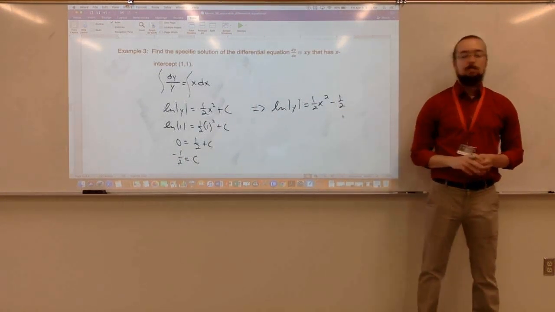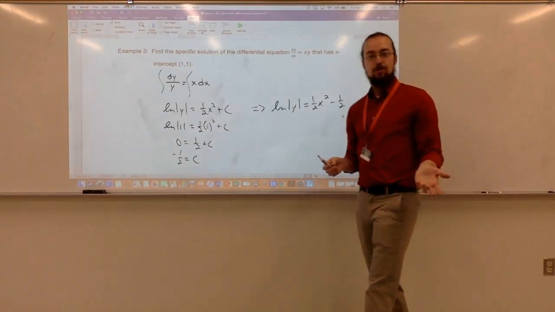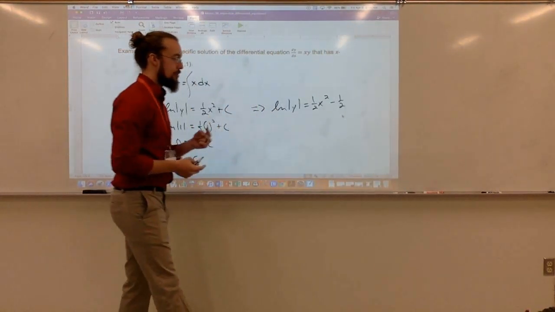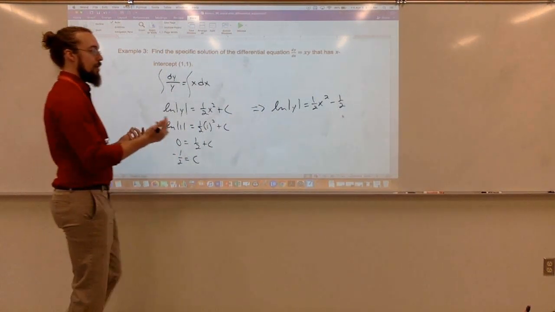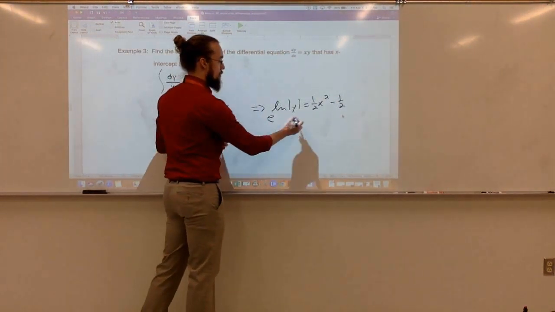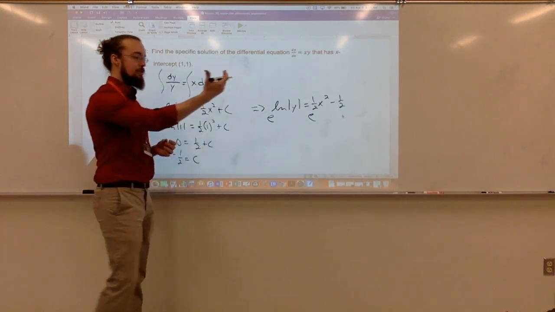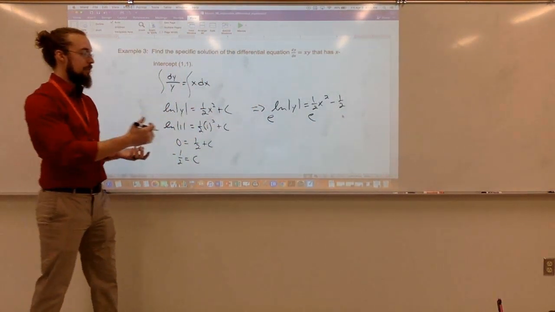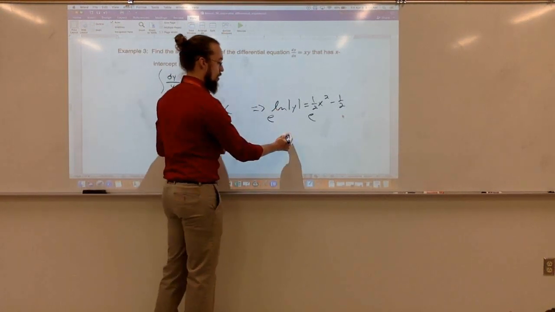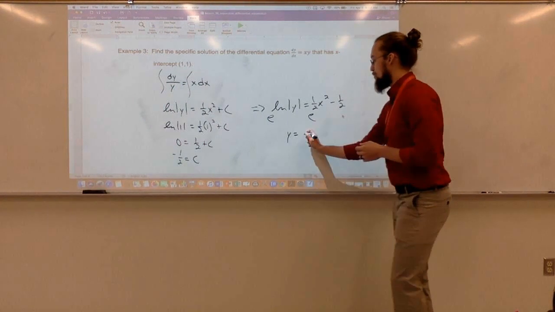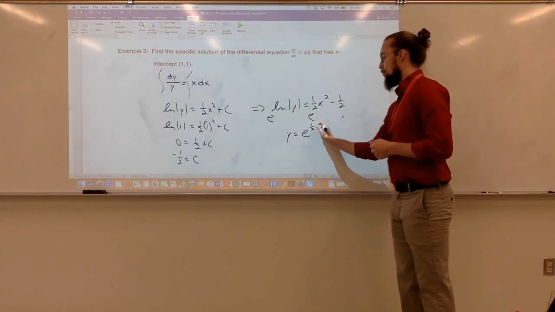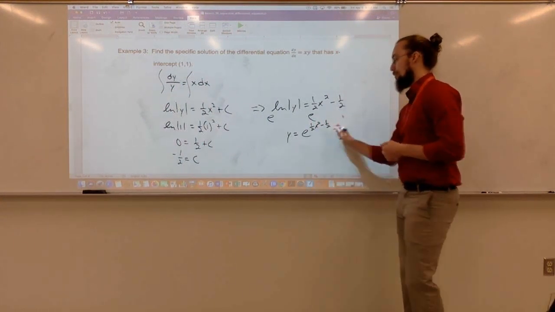So the inverse of a natural log function is raising that to a power of e. To undo natural log, both sides of the equation are going to be raised to a power of e. So e to the natural log just cancels out, and we'll end up with y equals e to the 1/2 x squared minus 1/2 power.